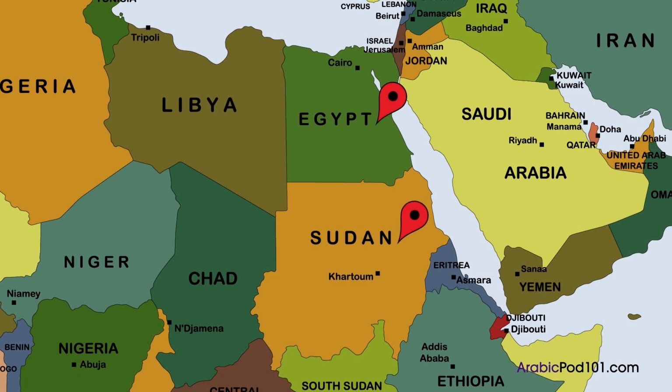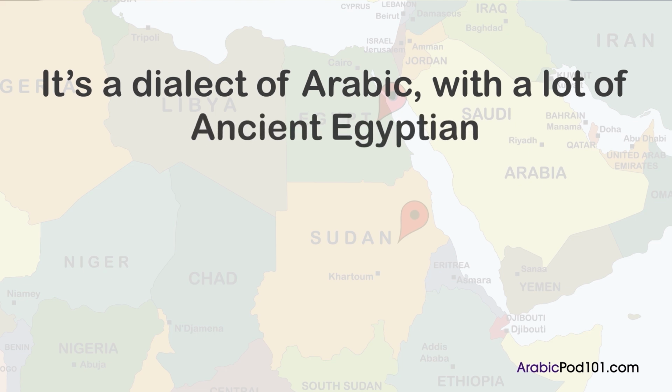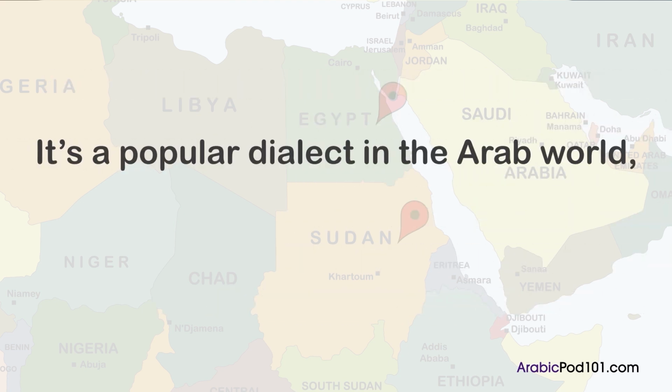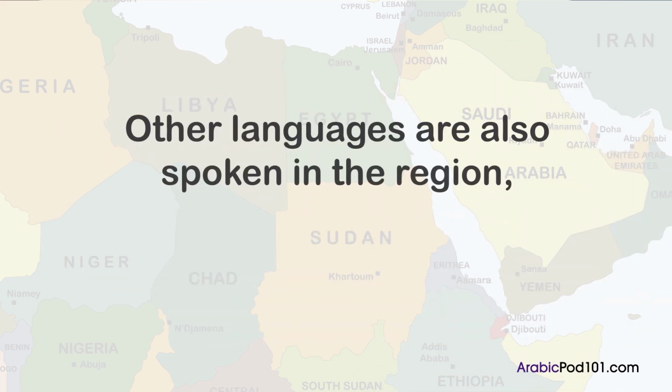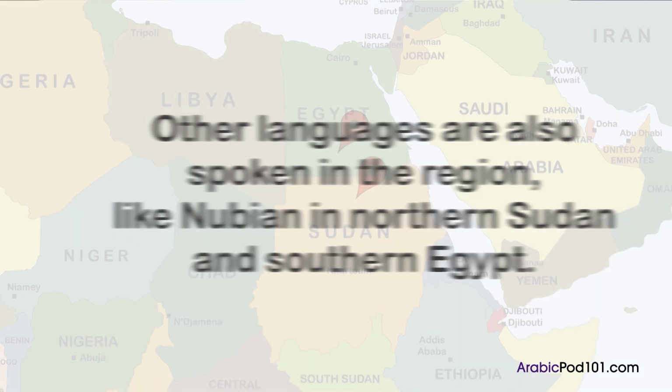Next, we have Egypt and Sudan, where the dialect widely known as Egyptian Arabic is spoken. It's a dialect of Arabic with a lot of ancient Egyptian, Latin, Turkish, French, and English influence. It's a popular dialect in the Arab world due to the popularity of Egyptian music and shows. Other languages are also spoken in this region, like Nubian in northern Sudan and southern Egypt.